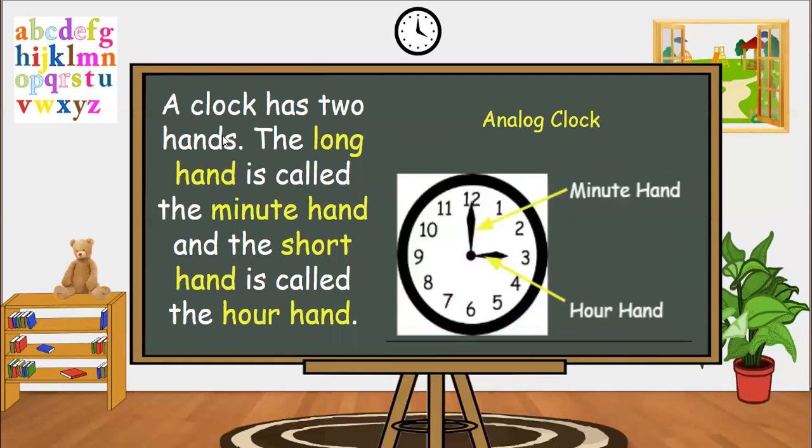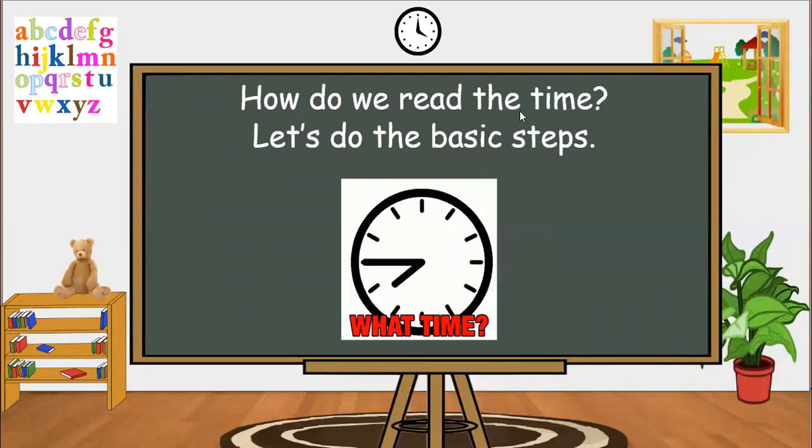A clock has two hands. The long hand is called the minute hand, and the short hand is called the hour hand. So again, don't forget, long hand, minute hand; this is the short hand, the hour hand, okay? So how do we read the time? Let's do the basic steps, okay?